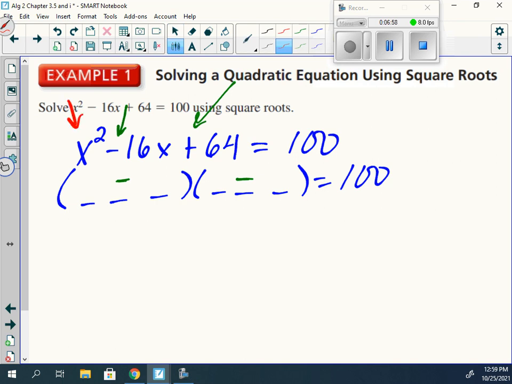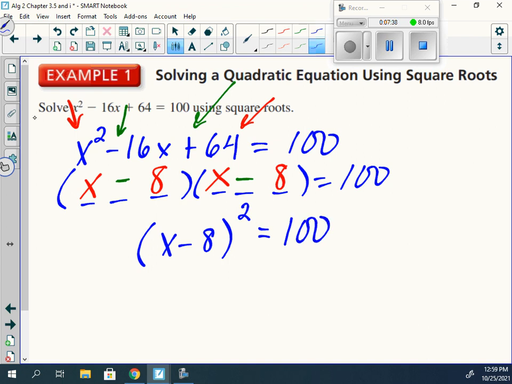Now we need to find the factors of the first and third term. The factors of the first term would be x and x. What would be the factors of 64 that we would want to use? 8 and 8, because 8 times 8 would be 64, and negative 8 plus negative 8 would be negative 16. Well, these are the same thing, so I could just rewrite this as x minus 8 squared is equal to 100.